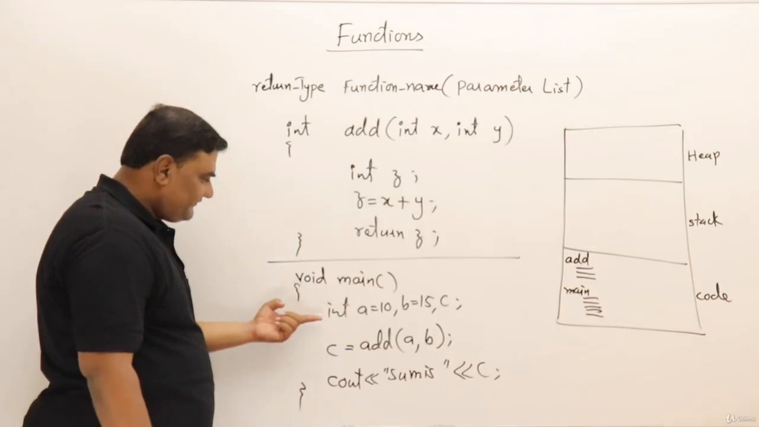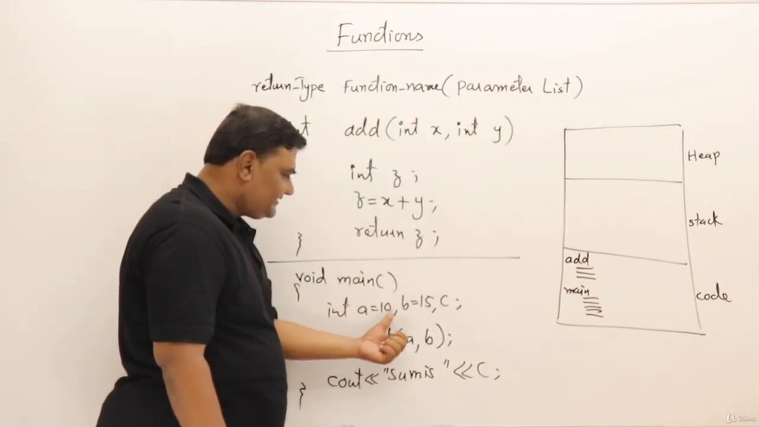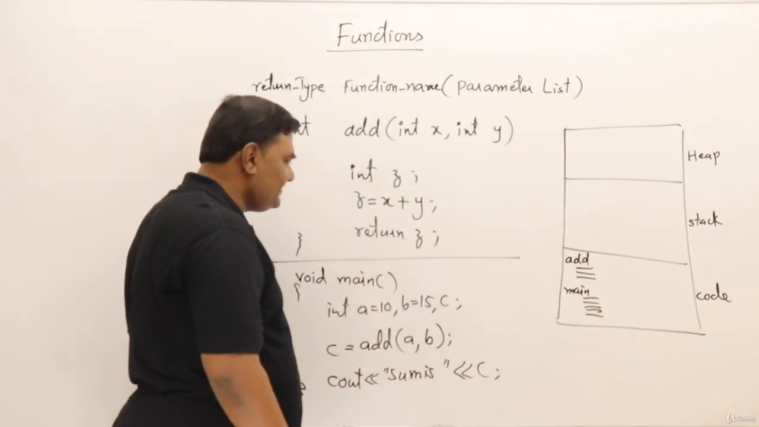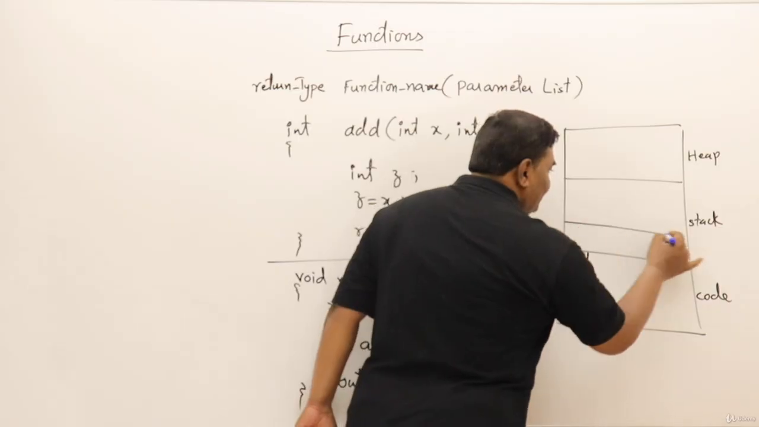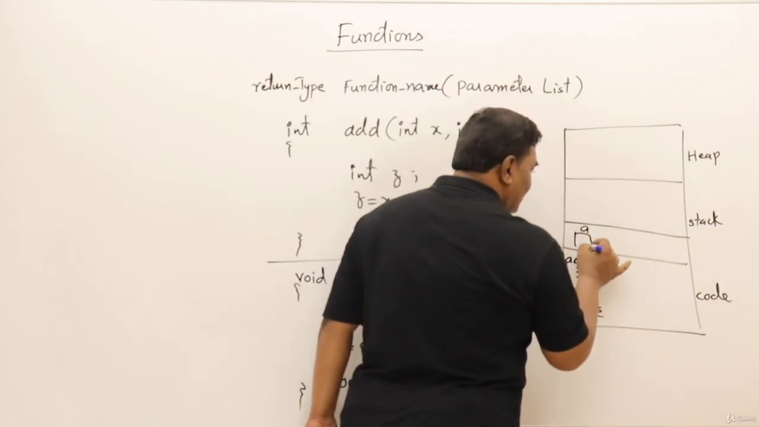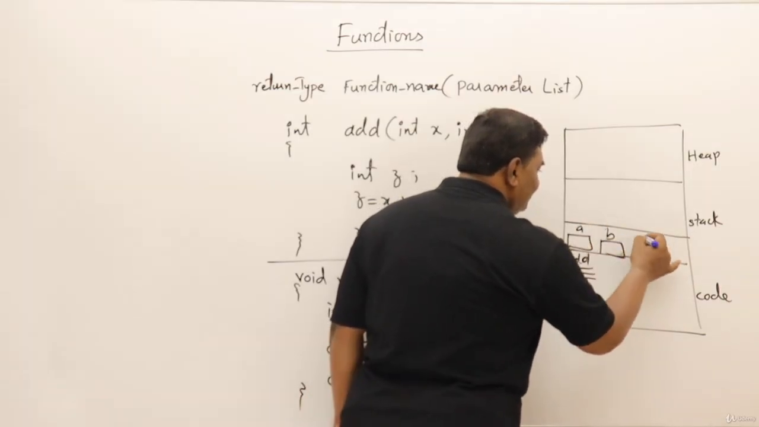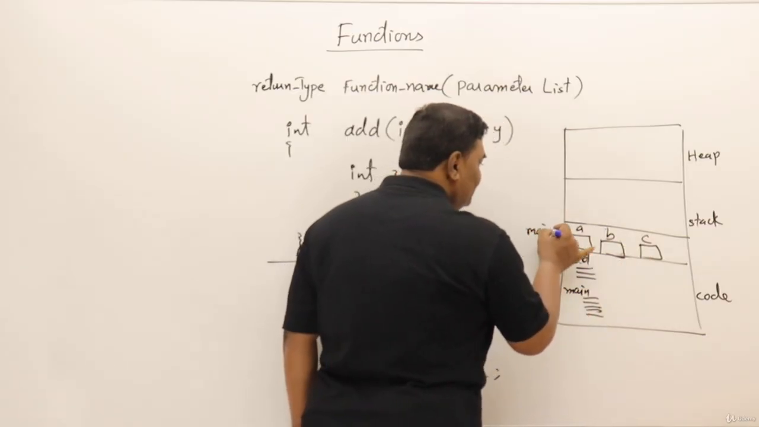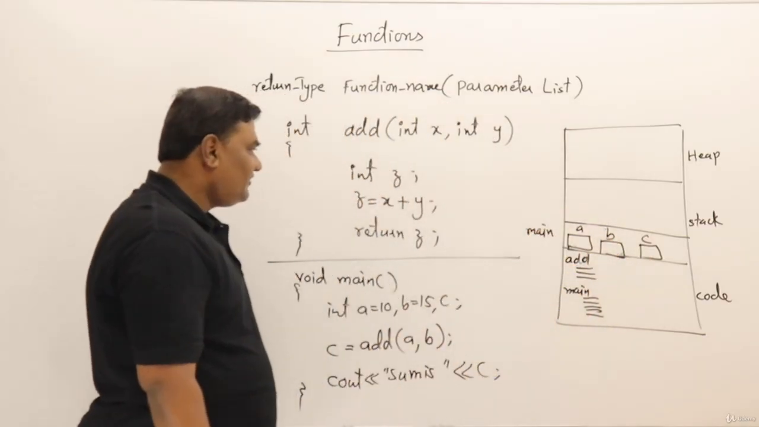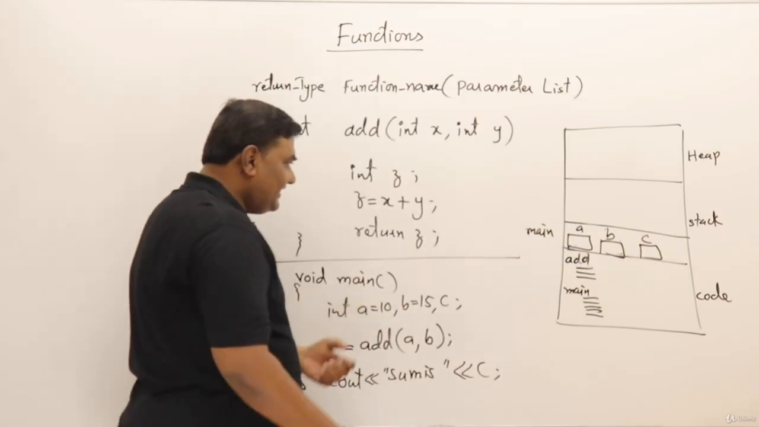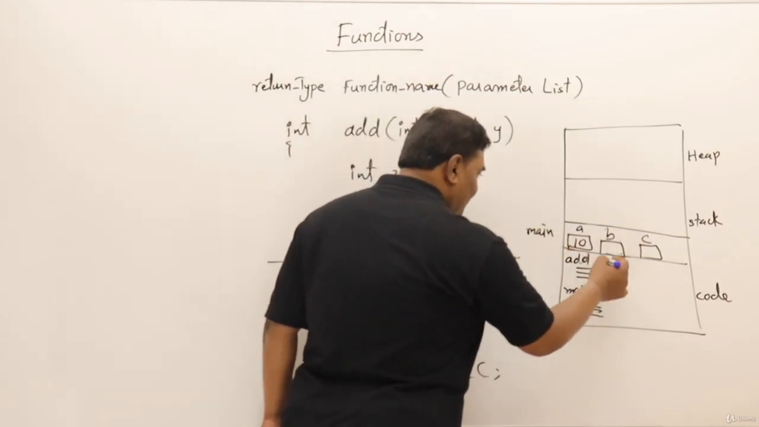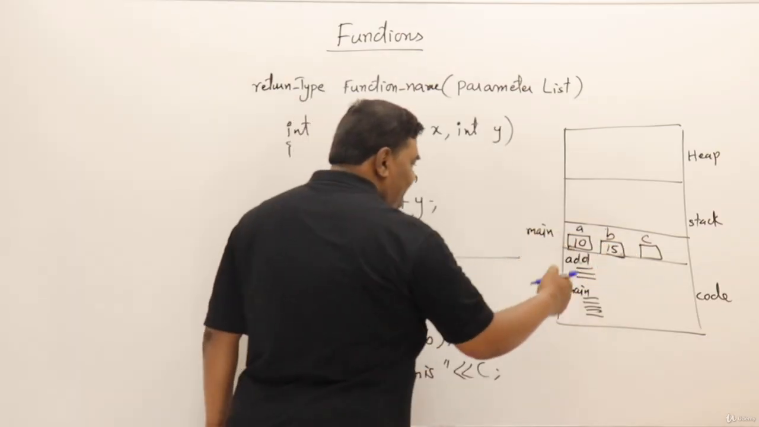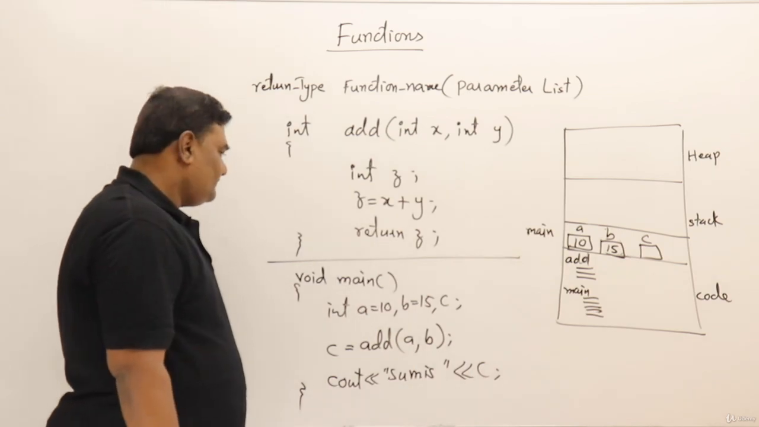Main function starts. The first line says that it needs variables A, B, C of type integer. So memory for A, B and C will be allocated. These bytes belong to the main function, and this we call the activation record of the main function. A has value 10 and B has value 15. C is empty and has some garbage value.